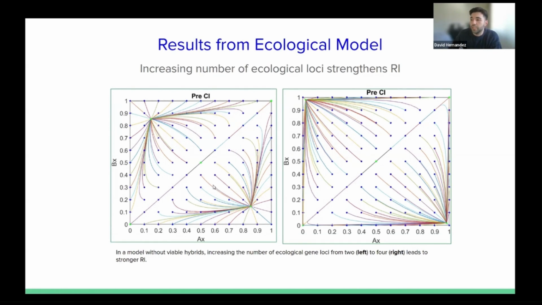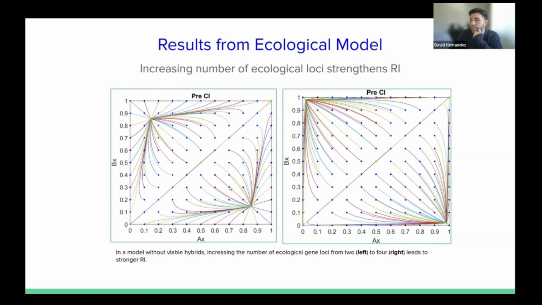And so as you increase the number of loci, you have more hybrids that are produced. So they are eliminated due to the ecological disruptive selection. And as that continues, the disruptive selection intensifies and leads to stronger reproductive isolation.